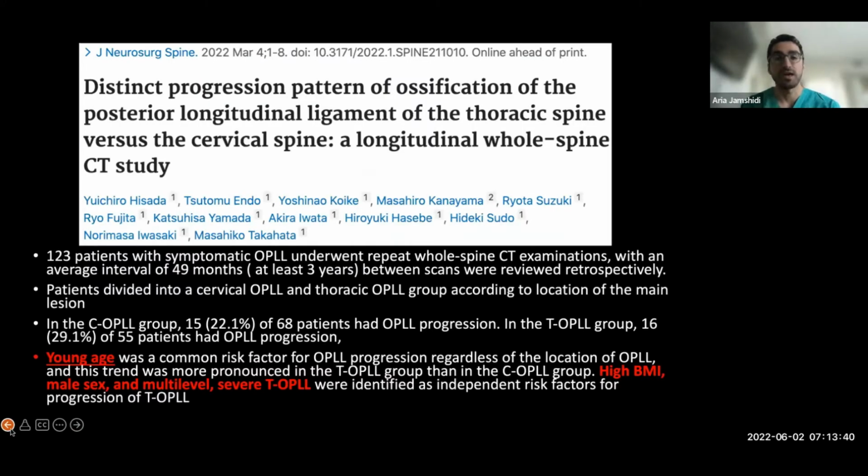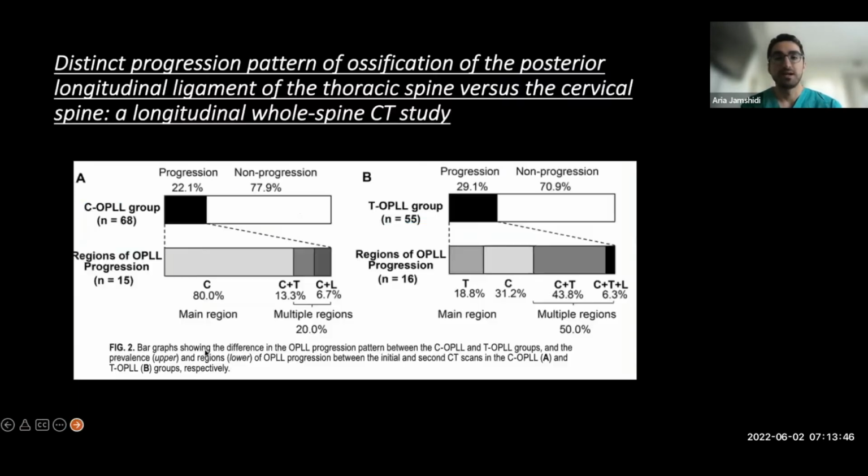They found that young age was a common risk factor for both groups. And in the case of thoracic OPLL, they found that a high BMI, severe disease initially, and male gender put you at increased risk of progressing in terms of the thoracic OPLL on CT scan, which I thought was interesting.